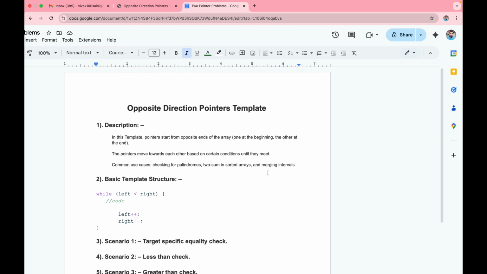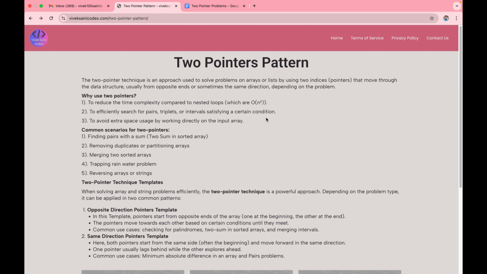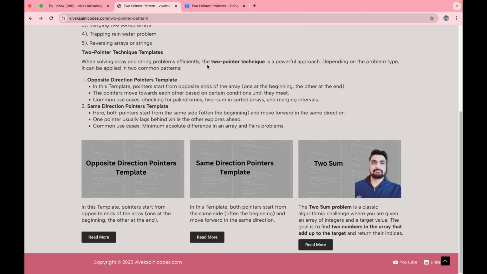Today we are going to discuss the opposite direction pointers template. In the previous video, we already discussed the two pointers pattern. In this playlist, we are going to focus on and solve problems related to the two pointers pattern only. To solve a problem related to two pointers, first we need to understand the pattern, then we need to understand the template.